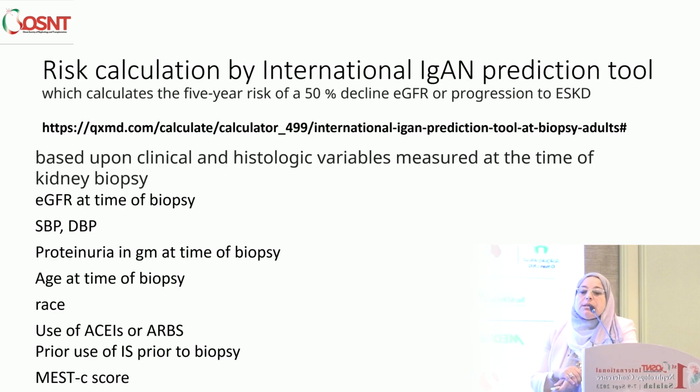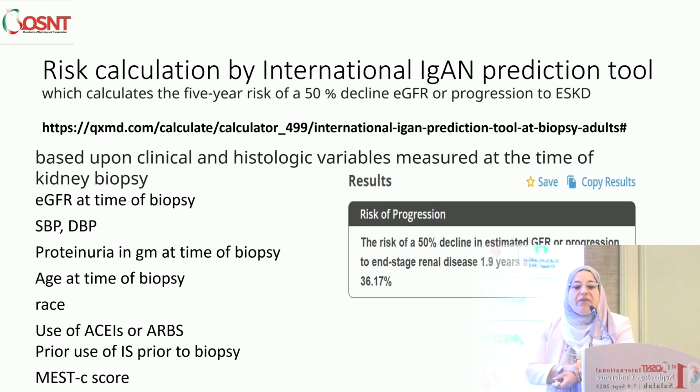Another calculation for the deterioration of kidney function is the International IgA Nephropathy Prediction Tool, which is available online and can be used on a mobile. You add only the estimated GFR, the systolic and diastolic blood pressure, proteinuria in grams, age and race of the patient, use of ACE inhibitors or ARBs, use of prior immunosuppression, and the MEST-C score classification. The result will be the risk of a 50% decline in estimated GFR or progression to end-stage renal disease, as a number according to the data you entered. So this is a prediction of the outcome for IgA nephropathy.